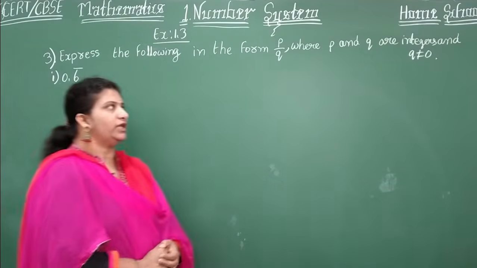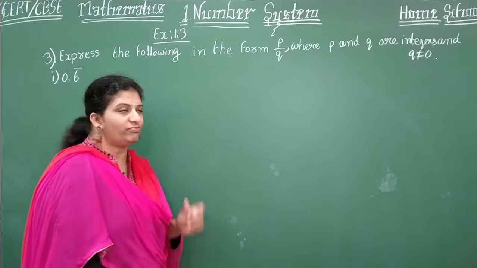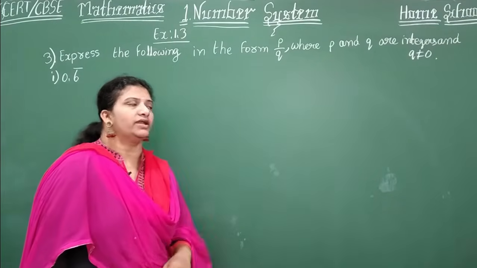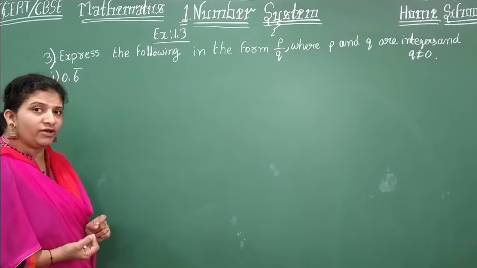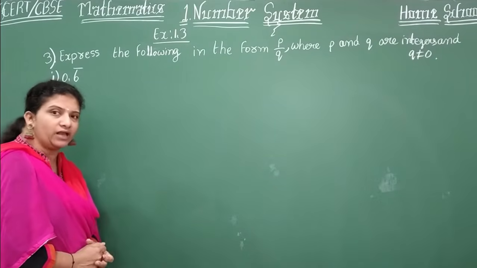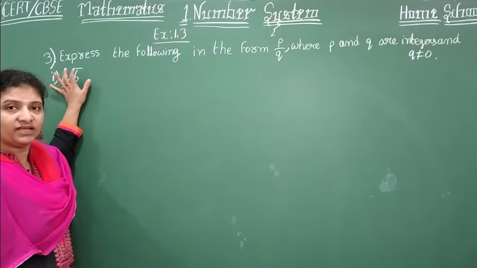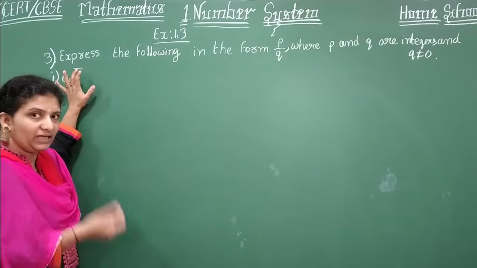So, what we need to do here? Express the following in the form of P by Q, where P and Q are integers and Q cannot be equal to 0. Which one we need to express here? We need to express 0.6 bar. What does this bar indicate? 6 is repeating infinitely many times.